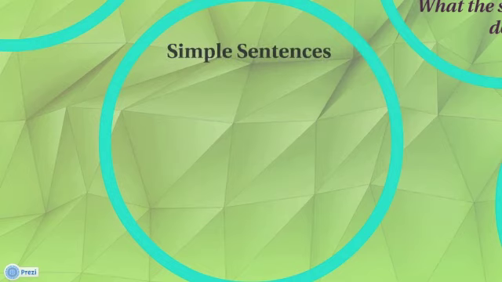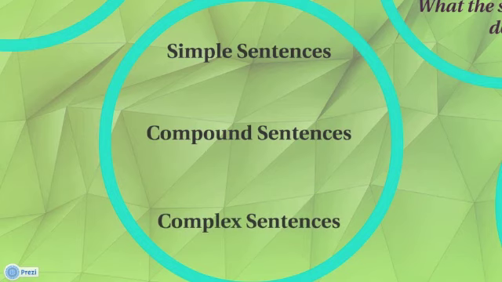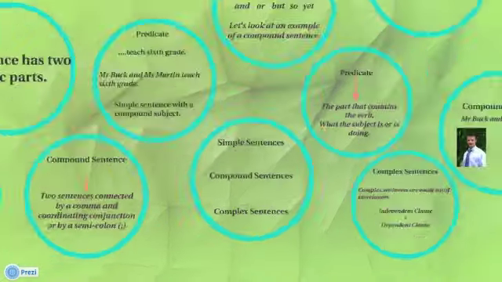So there you have it. You now know how to correctly structure and create three types of sentences: simple sentences, compound sentences, and complex sentences. Using all three of these different types of sentences will help make your writing more interesting.